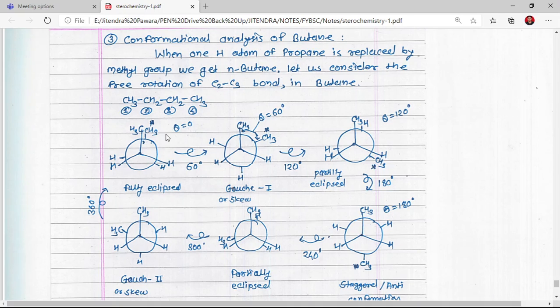Due to overlapping, the energy of the molecule increases, so that is why these two conformations are higher energy conformations, and this is the less energy conformation, because it does not involve any CH3 CH3, CH3 H or HH interaction. That is why it is the most stable conformation. It is also called anti-periplanar.